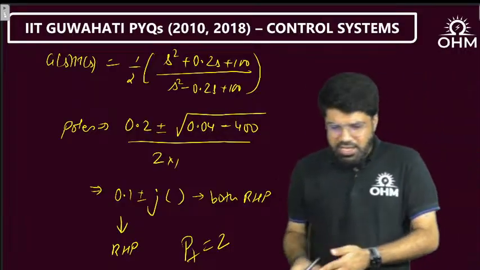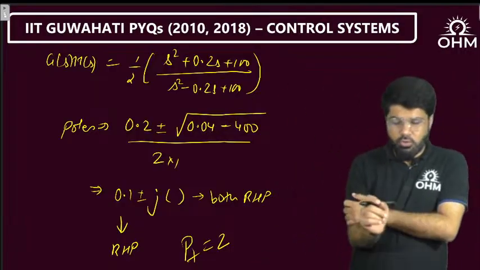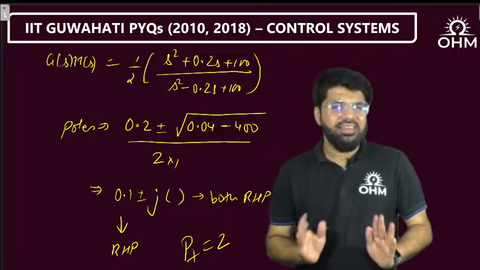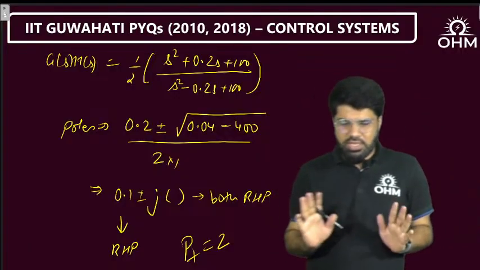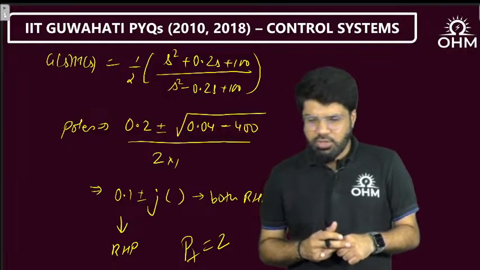So nothing, guys. Even if it was not audible, I don't know from which point the audio went, but I've just calculated the poles with the simple quadratic equation formula. And I've got both the poles in the RHP. Hope this part is clear. Both the poles are in RHP.